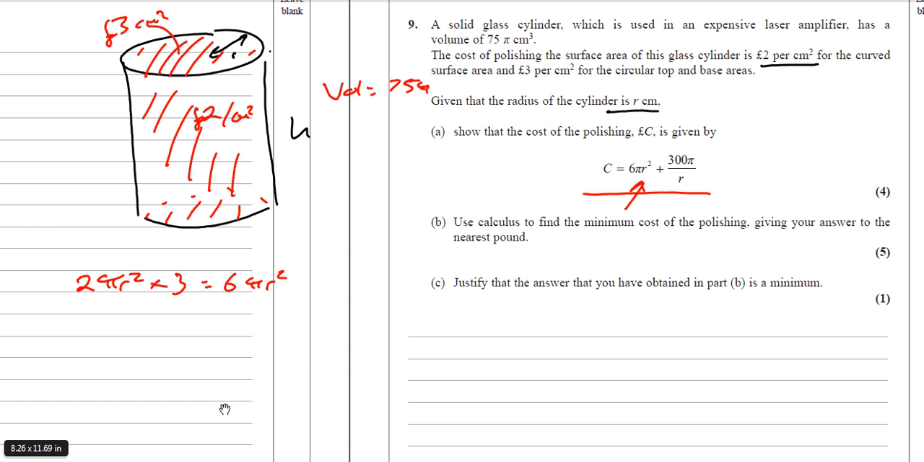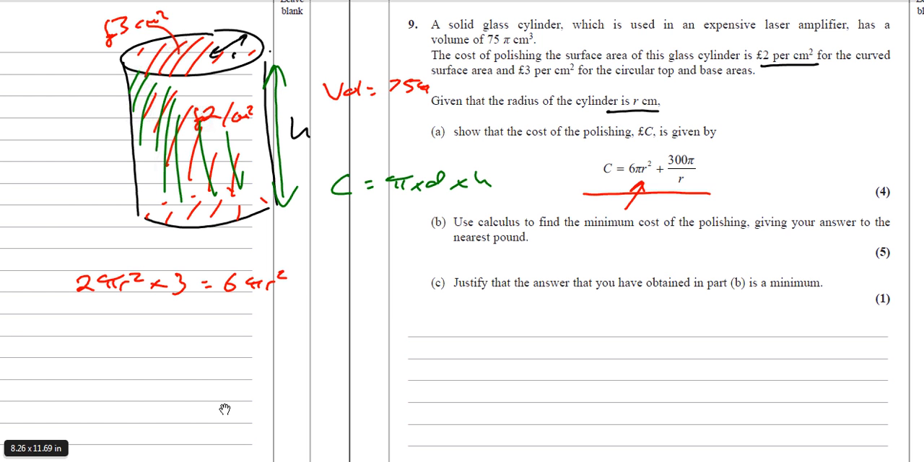And now we've got the curved surface area, which is this bit around here. The way you work out the area of that is the circumference, which is pi times the diameter. Then we're going to need to multiply that by the height.